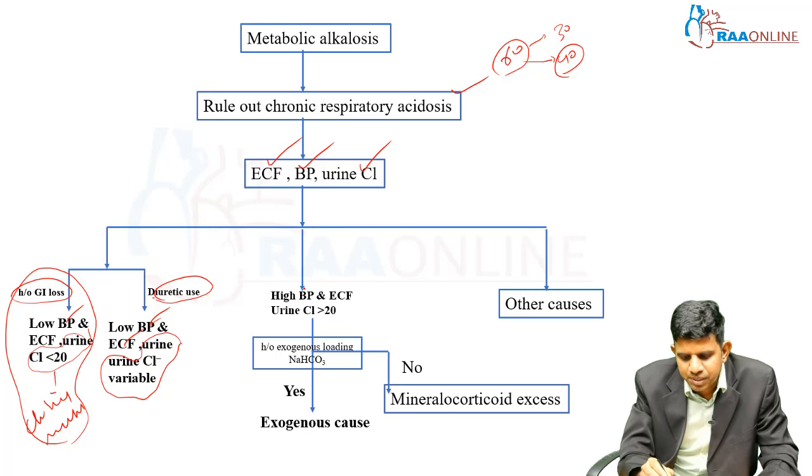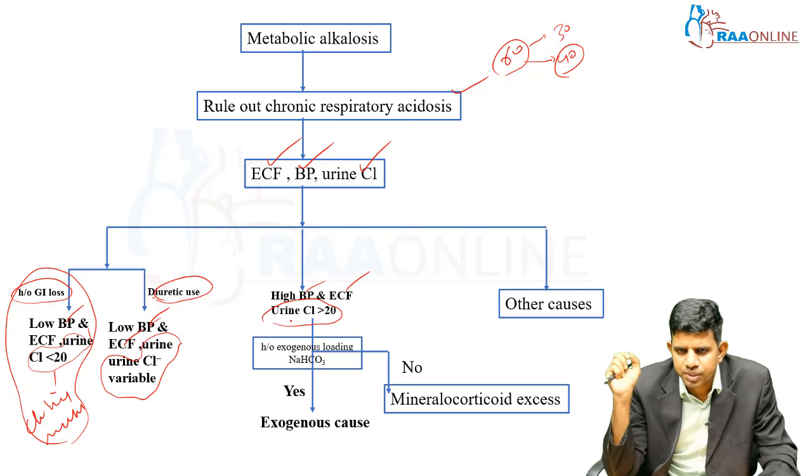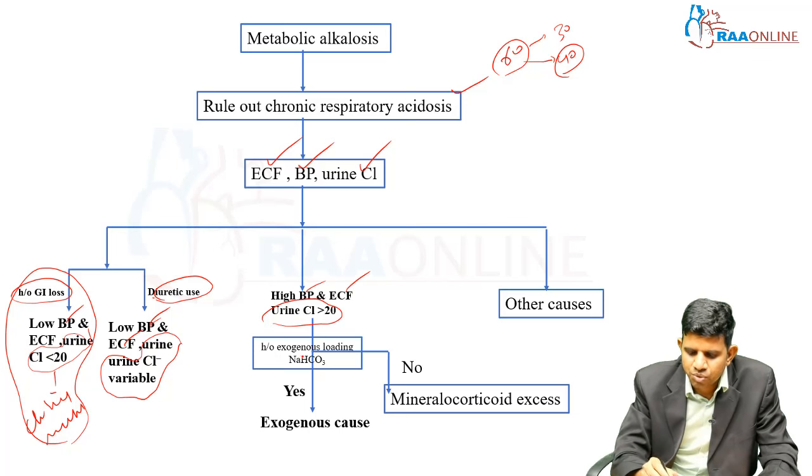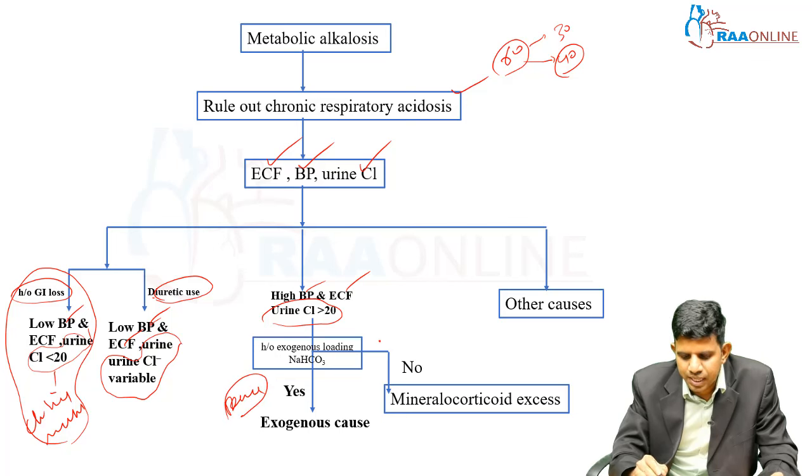If I find BP is high, ECF volume is very high, and urine chloride is more than 20, there are two possibilities: an exogenous cause, or hyperaldosteronism. Exogenous loading of soda bicarbonate can cause high BP, high ECF, and urine chloride more than 20. The history will narrow down our diagnosis, or this develops only if the patient has renal dysfunction. If there is no history of exogenous administration of soda bicarbonate, then there is a mineralocorticoid excess, a chloride resistant metabolic alkalosis.